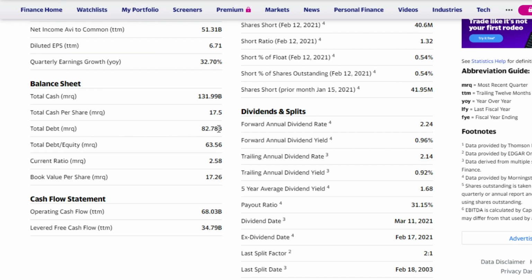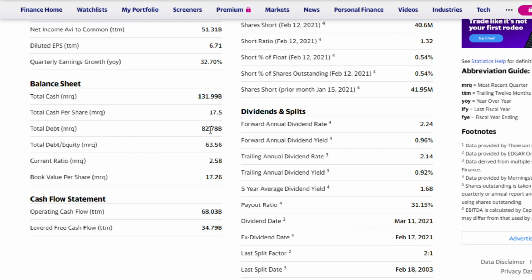We can see that Microsoft has $82.78 billion on their debt load. But looking up here, which is where I typically go next, this is total cash. They have, just call it $132 billion in cash, which is just incredible, right? And this is billions of dollars. They have $50 billion more in cash than they have in debt. So a pretty fair ratio right there.